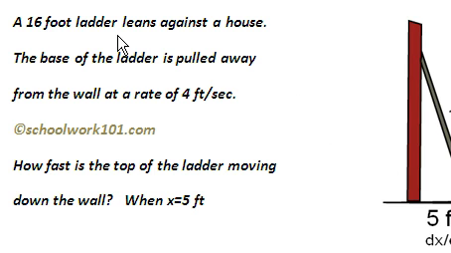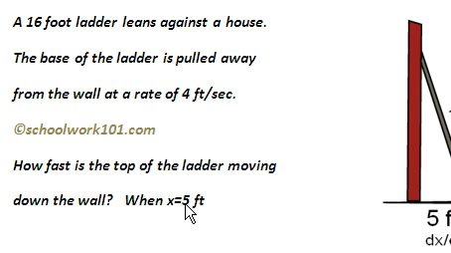We've got a 16-foot ladder that leans against a house. The base of the ladder is pulled away from the wall at a rate of 4 feet per second. If you're up on the ladder, I don't know who'd be pulling it away, but I wouldn't be very happy about that. Anyway, we'll just deal with it. How fast is the top of the ladder moving down the wall when x is equal to 5 feet?